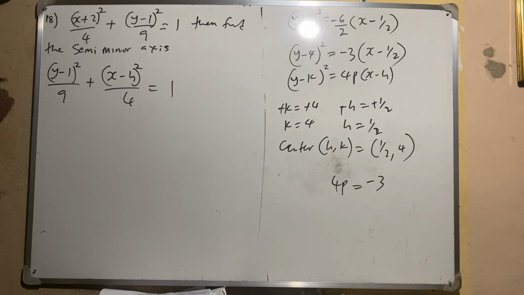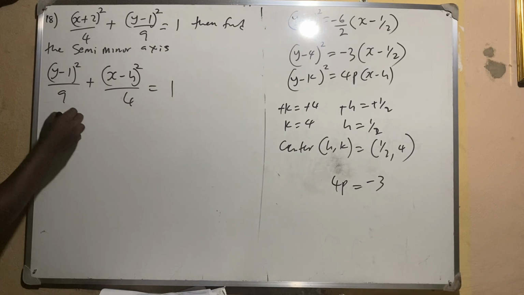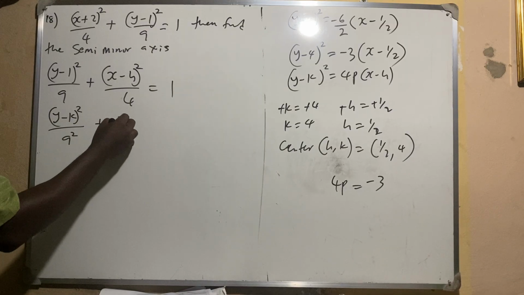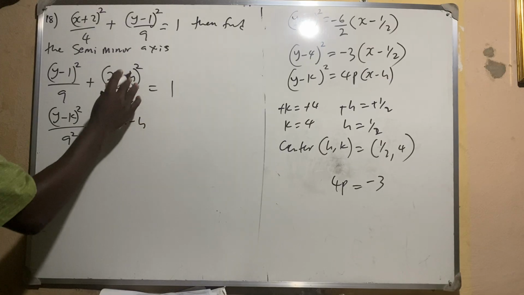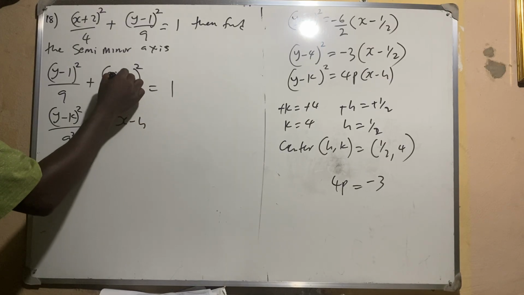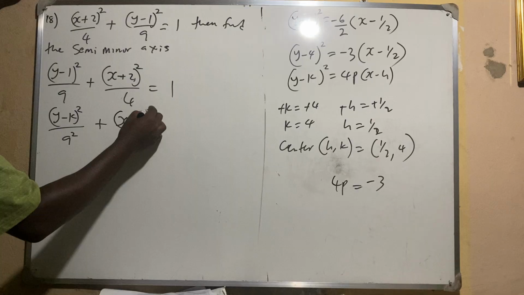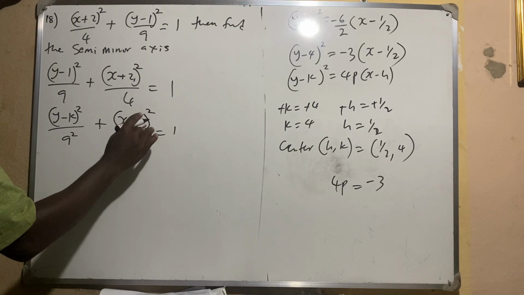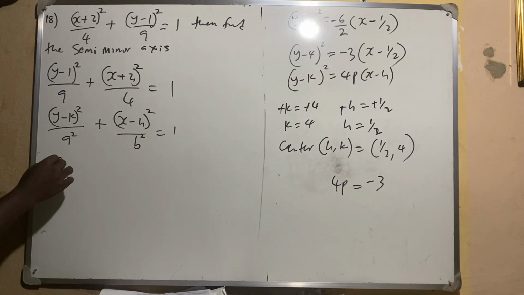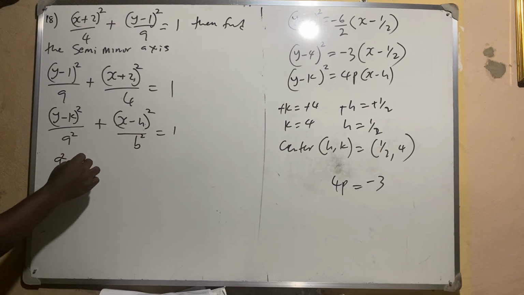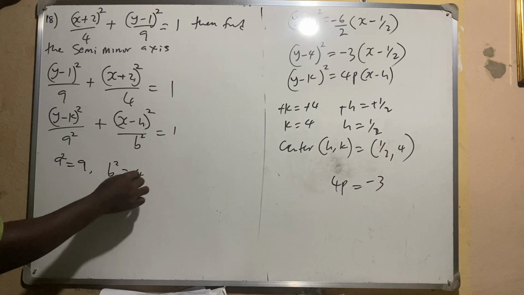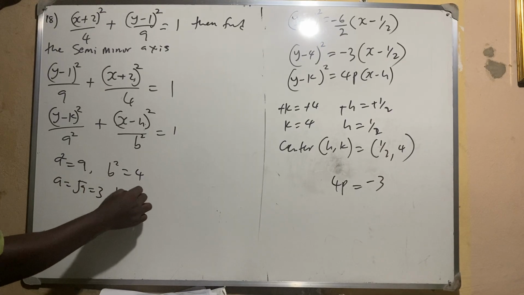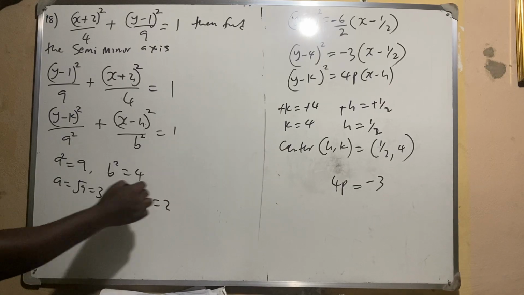And not parabola. The ellipse equation says y minus k all squared all over a squared plus x minus h, sorry, this is 2, all squared all over b squared is equal to 1. So we say that a squared is equal to 9 and b squared is equal to 4. So a is the square root of 9, which is 3, and b is the square root of 4, which is 2.